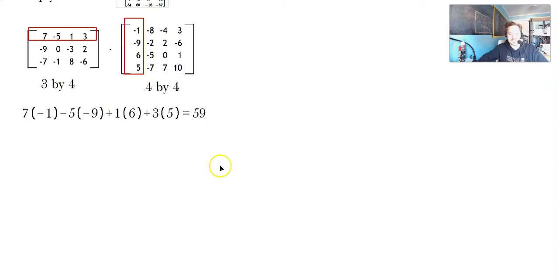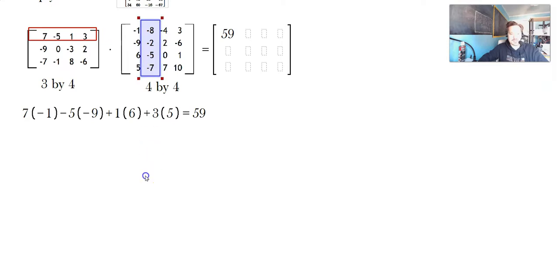So this is 59. Now, take a look. Because this is a 3 by 4 and this is a 4 by 4, the resulting matrix that you get from this will look like the following. It's going to be a 3 by 4. And the 59 I've just generated will be the first entry in the matrix in that position. That's your 59.